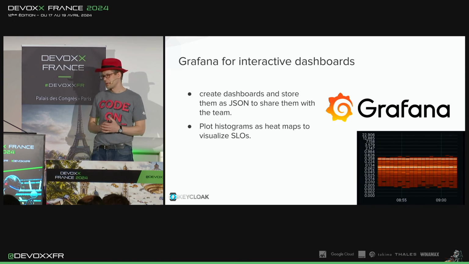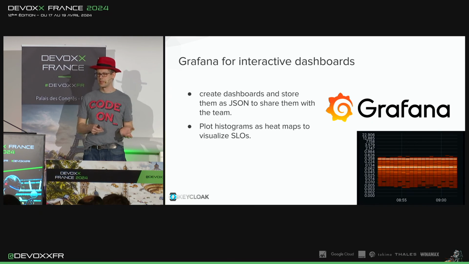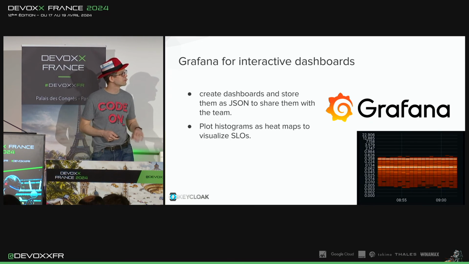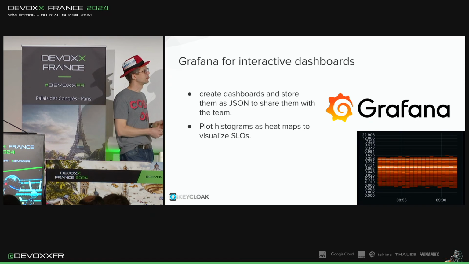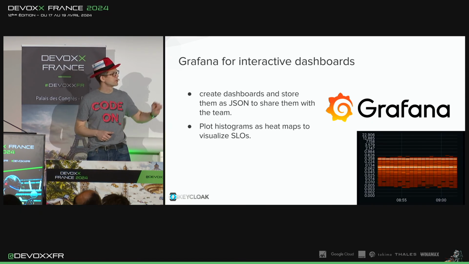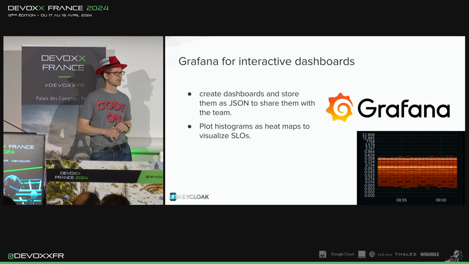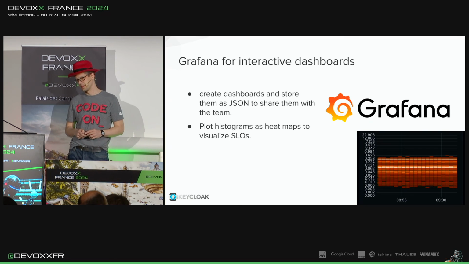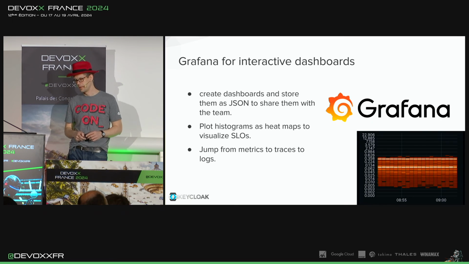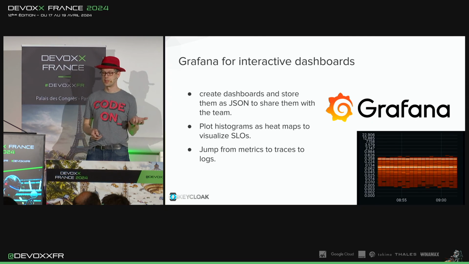I think the diagrams I like most are histograms, plotting histograms as heat maps over time. So for example, you see here the clock time on the lower axis, and on the left axis you have the histograms of response times, and you see how that latency spreads, and that's one of our future tasks, to reduce the tail latencies we currently see with Keycloak in some cases. And once you have everything set up nicely, you can really jump from metrics to traces to logs and back.